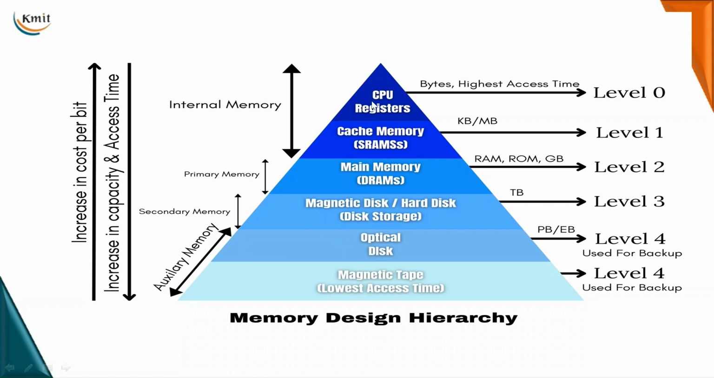CPU registers and cache memory we call internal memory. The main memory is called your primary memory, and the magnetic disk or hard disk is called secondary memory, whereas optical disks and magnetic tapes are called auxiliary memory. Optical disks are nothing but your DVDs and so on. So this is a typical memory hierarchy. Thank you.